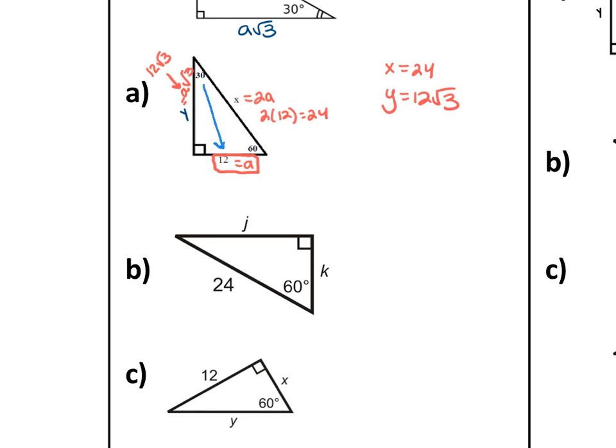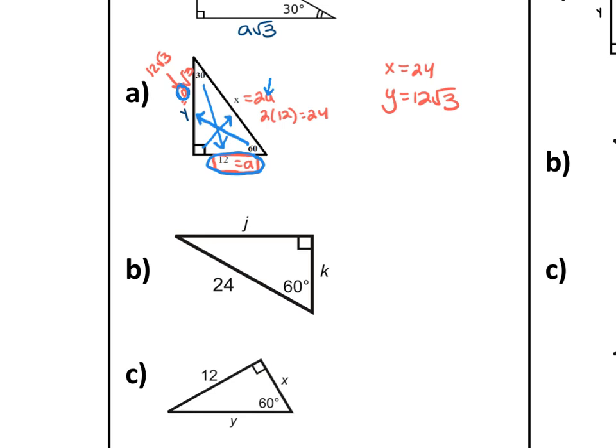Opposite the 30 was A. Opposite the 60 was A root 3. Opposite the 90 was 2A. I gave you this side, which means I gave you A. So if A is 12, then I take it and plug it in here. 12 times root 3 is the answer. I take the A, I plug it in here. 12 times 2 is 24. So that's the case where they give you the A.